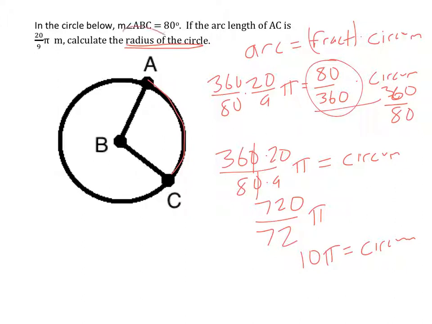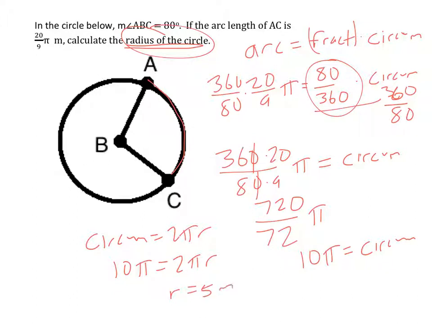And then it said find the radius. Well, hey, we know the radius, circumference equals 2 pi times the radius. The circumference was 10 pi, so 2 pi r. So if we divide both sides by 2 pi, we find the radius is 5.